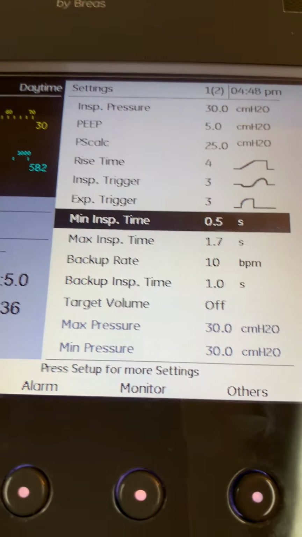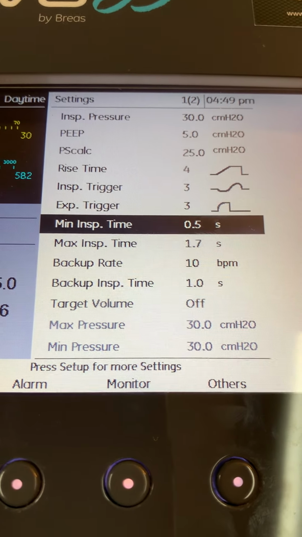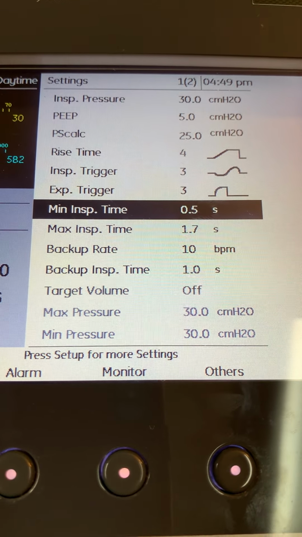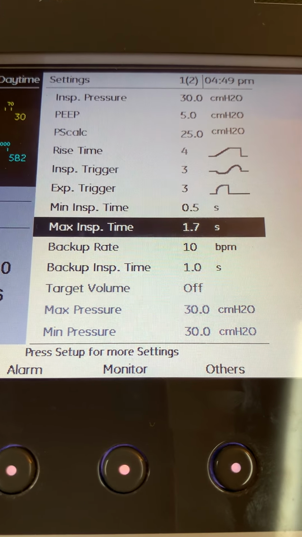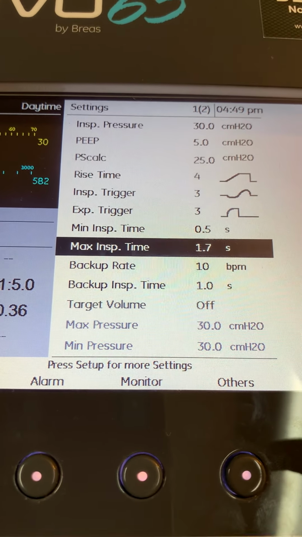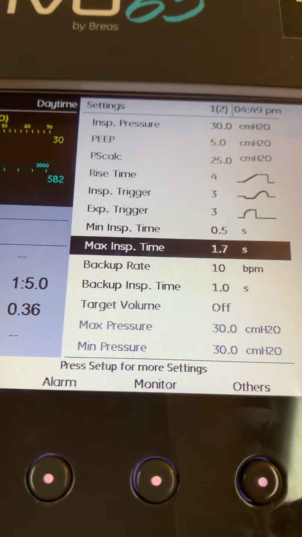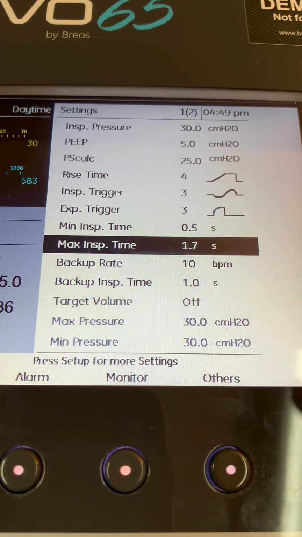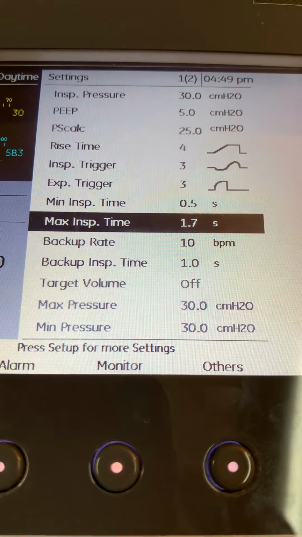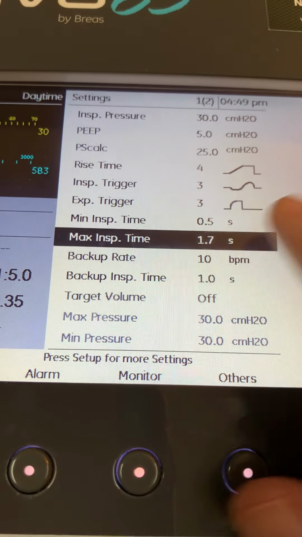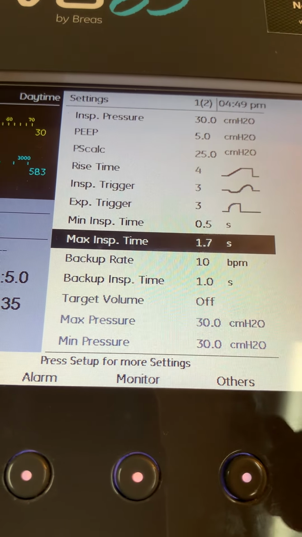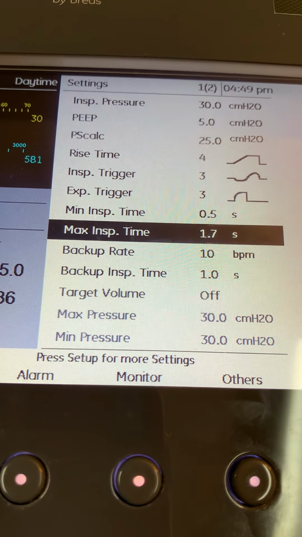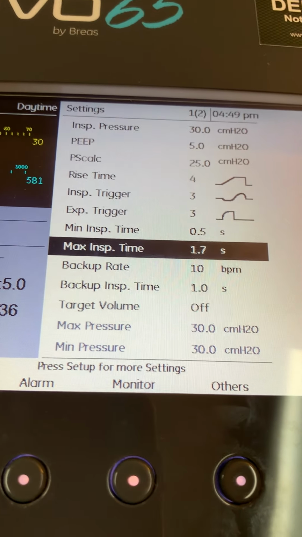Okay, now you'll notice that I have a min inspiratory time set at 0.5 and I have a maximum inspiratory time set at 1.7. If the patient wants to cycle at any point within those two parameters, they are more than capable of doing so. But you're just telling the ventilator that, hey, I want at least 0.5 seconds and I don't want to go any longer than 1.7. Okay, and that's just an example.